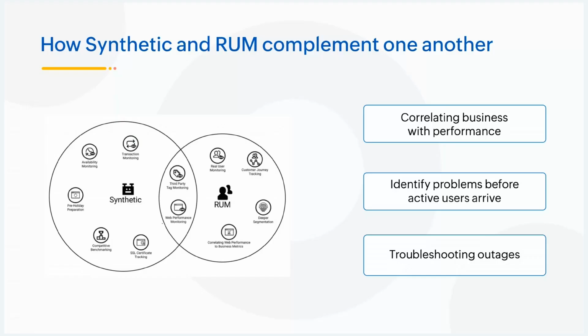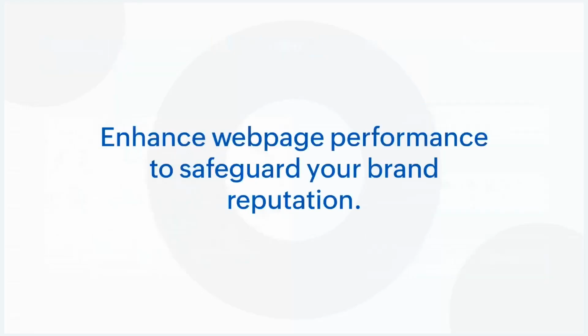Collecting data in this particular way will allow you to triangulate from various vantage points to identify the root cause that may lie in the data path between the end users and the application service. RUM and synthetic data can be used to simultaneously verify and deep dive into performance issues. Having said that, let's proceed to the last topic of the day, which is enhancing web page performance to safeguard your brand reputation.